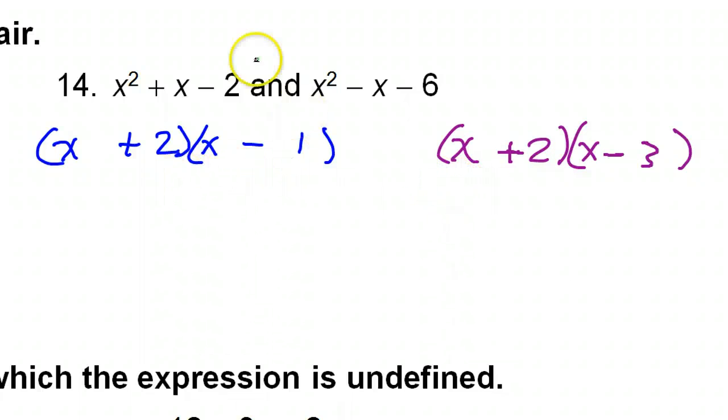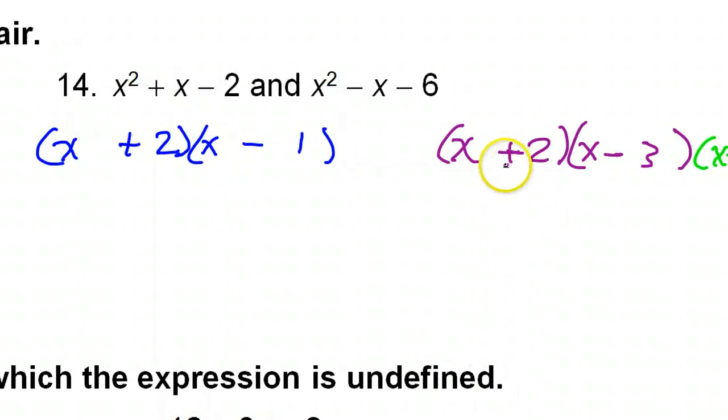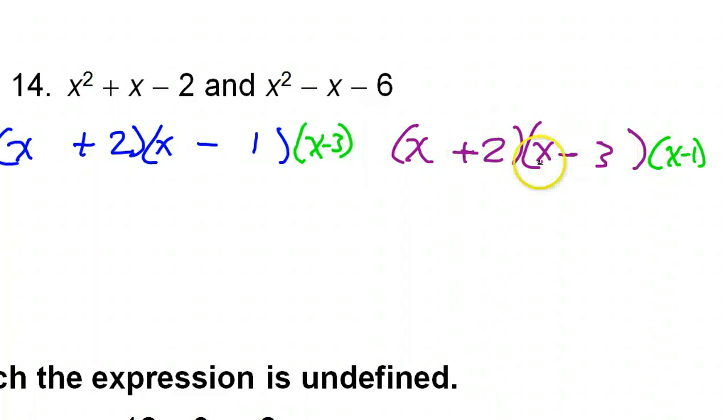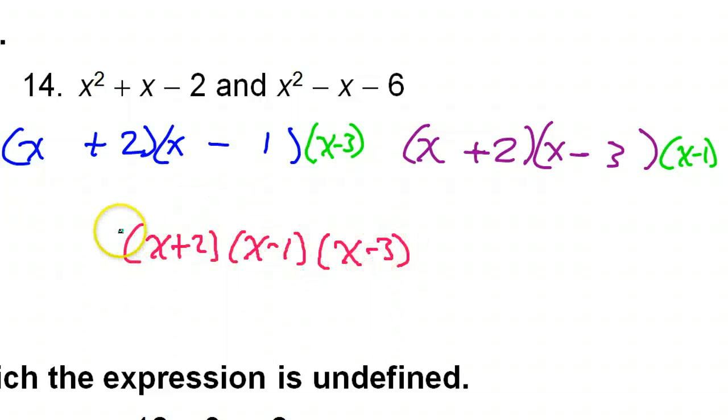And now, they all have to be the same though. So on the blue side, I see an x plus 2. Purple side has 1. Okay, on the blue side I have an x minus 1. The purple side does not have 1. So I'm going to have to give the purple side an x minus 1. Okay, now the purple side, in addition to the x plus 2, it has an x minus 3. So I'm going to have to give the blue side x minus 3. Okay? Now they all have x minus 1, x plus 2, x minus 3. Now they're all the same. So that means we are looking at the least common multiple, which is x plus 2, x minus 1, x minus 3. The order of these factors does not matter.